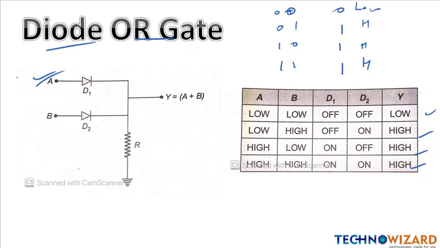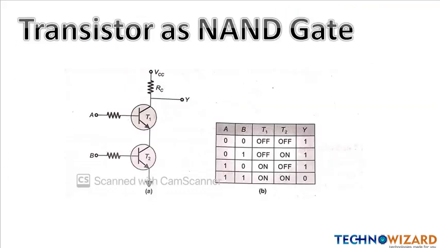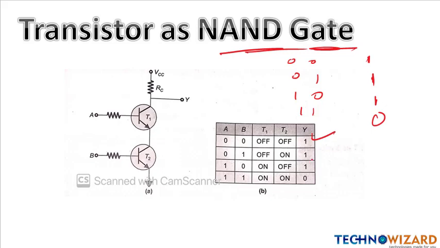So now transistor as a NAND gate. This is how we can implement transistor as a NAND gate. What is NAND gate? 0 into 0 is 0, 0 bar is 1. 0 into 1 is 0, 0 bar is 1. 1 into 0 is 0, 0 bar is 1. 1 into 1 is 1, 1 bar is 0. Then 1 1 1 0. देखो, simply हमारा same output आ रहा है यहाँ पे. Therefore, this is how we can implement transistor as a NAND gate.